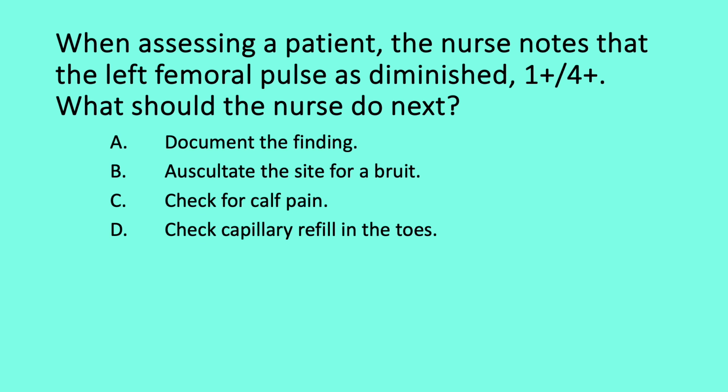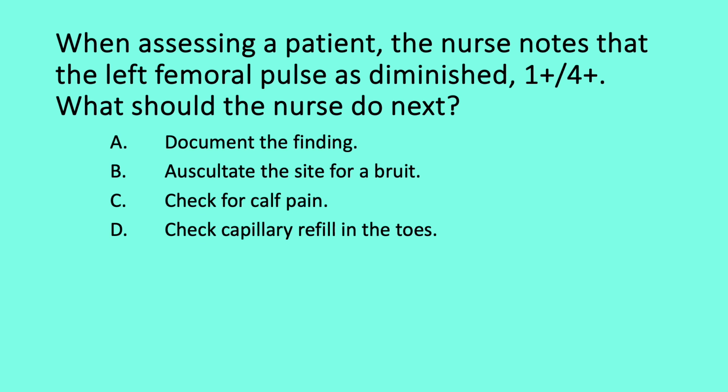When assessing a patient, the nurse notes that the left femoral pulse is diminished. It's a 1+ out of a 4+ rating, right? So it's a 1+. What should you do? Should you just document it? Should you auscultate for a bruit? Should you check for calf pain or check cap refill of the toes?